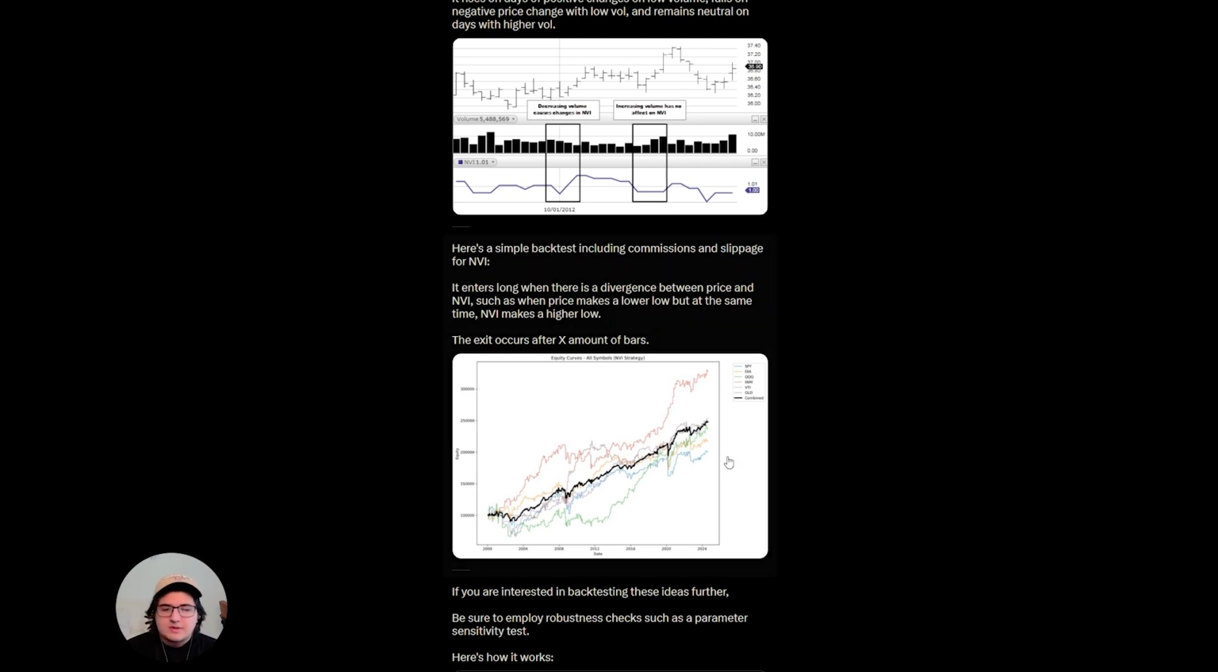This way, we could keep the parameters extremely simple, and it was less likely to overfit because there aren't as many parameters you can actually optimize. The only crucial parameter here that you could really optimize is the X amount of bars for exiting.